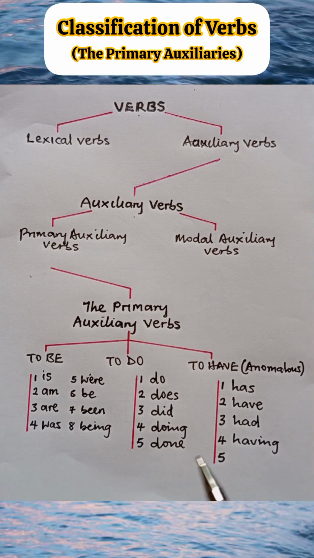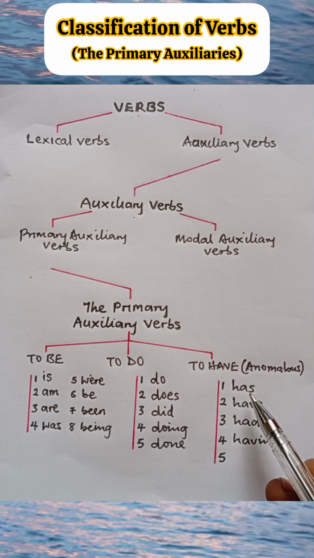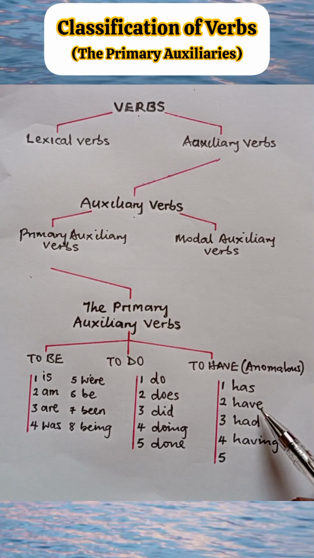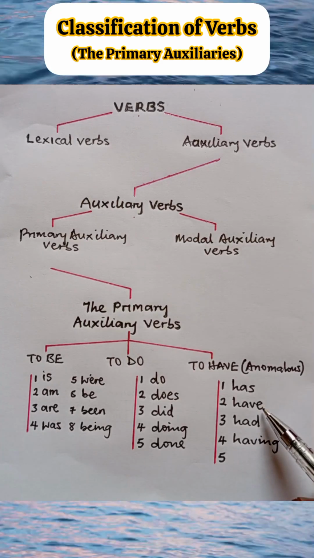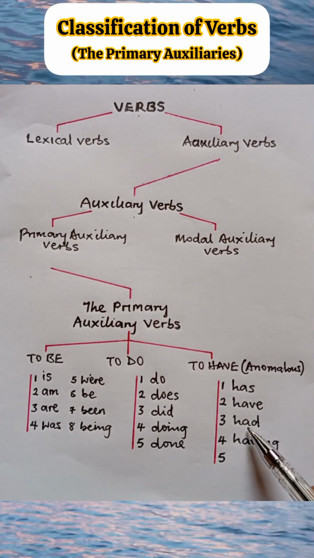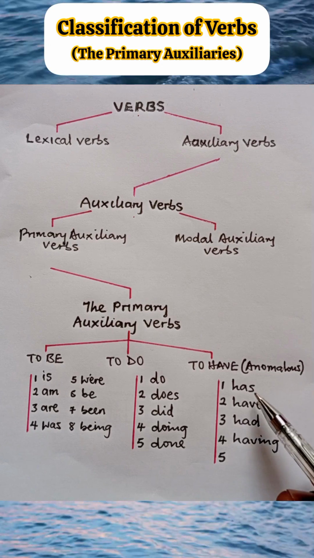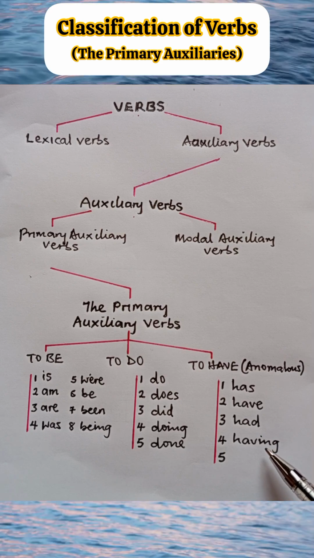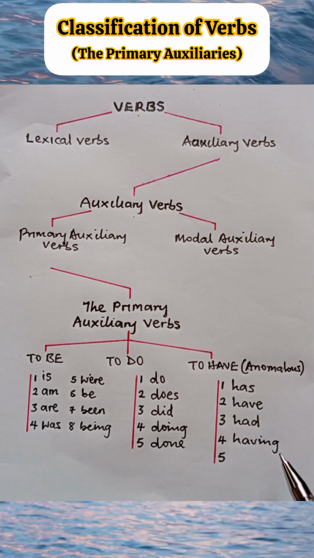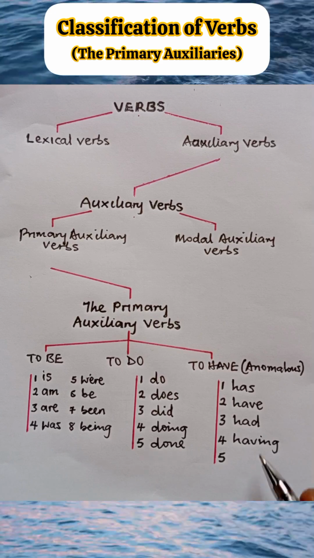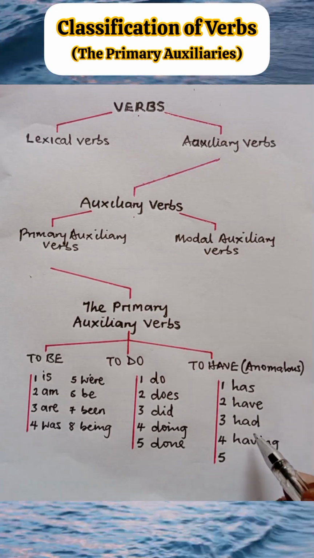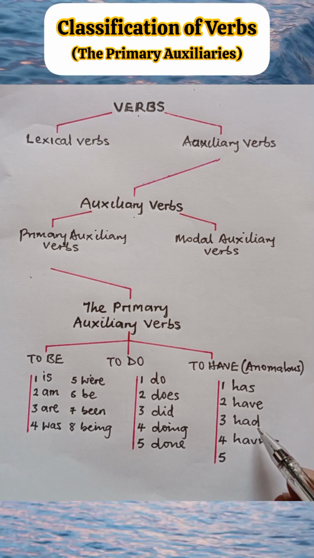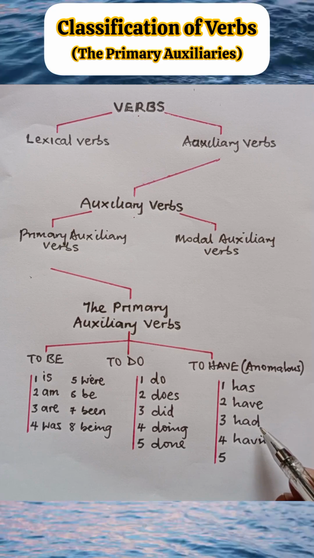Next, we talk about the verbs to have, also known as the anomalous. Has and have are present tense verbs to have. Has is singular and have is plural. Now, had is the past tense of both has and have. Then having is the present participle of the verbs to have. Now, the past participle form of the verbs to have is the same, had. So had functions in two capacities: the past tense of the verbs to have and as the past participle.